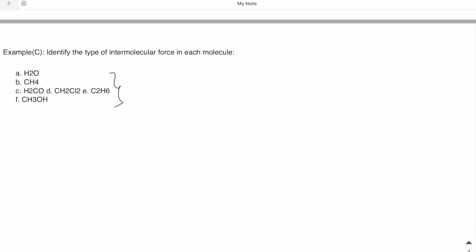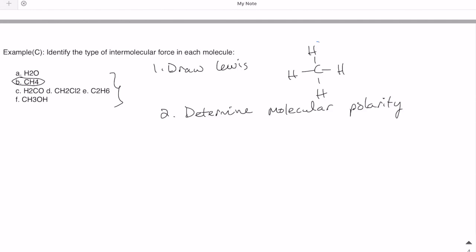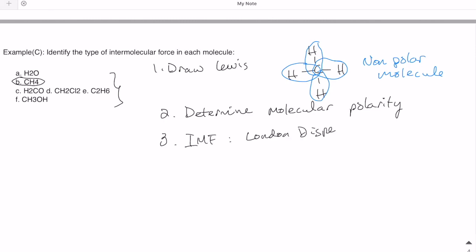So the first one I'm going to look at is CH4 right here. And the way you do this is you have to first draw the Lewis structure. And hopefully you're fairly comfortable in drawing Lewis structures. So for CH4, it would end up looking something like that. And the next thing to do is to determine molecular polarity. For this structure right here, this is going to be nonpolar because all the bonds are nonpolar bonds. So this is a nonpolar molecule. So once you determine that it's a nonpolar molecule, then there's only one choice for intermolecular forces, and that is the London dispersion force, because that's the only type of intermolecular force that exists in nonpolar molecules.